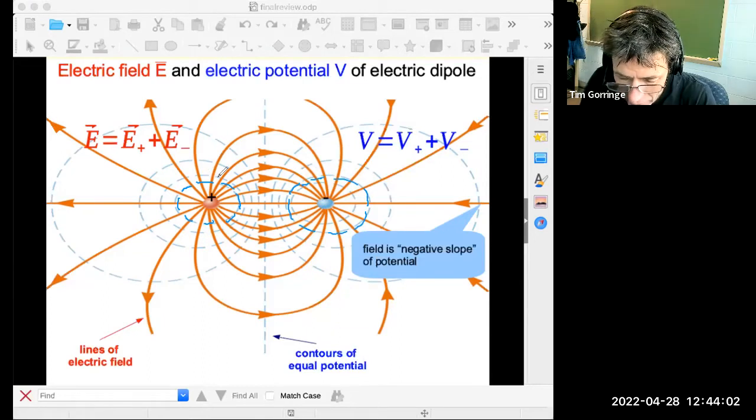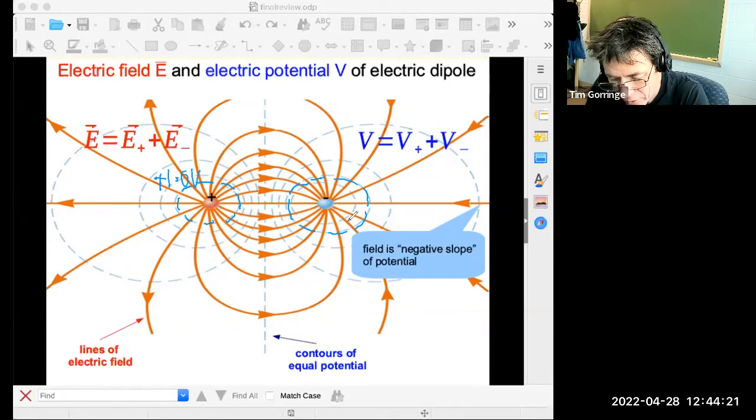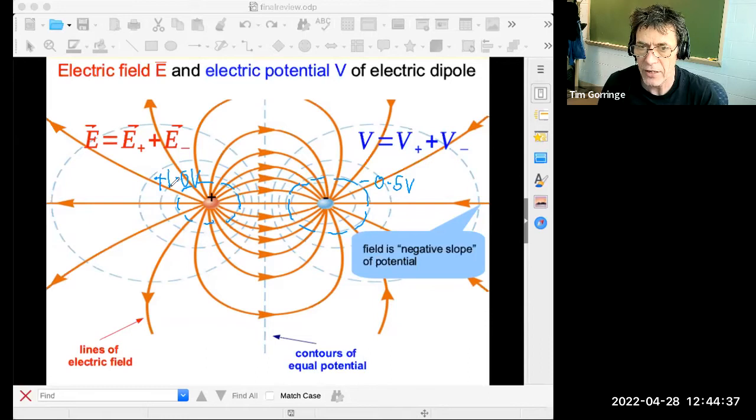And everywhere on a particular contour of electrical potential, the electrical potential has the same value. So for example, over here on the right-hand side, around the positive charge, this might be +1 volt. And over here on the left-hand side, around the negative charge, maybe this is -0.5 volts. Everywhere on that contour on the right, everywhere on that contour on the left-hand side. And so that's how contours convey the landscape of the electrical potentials.